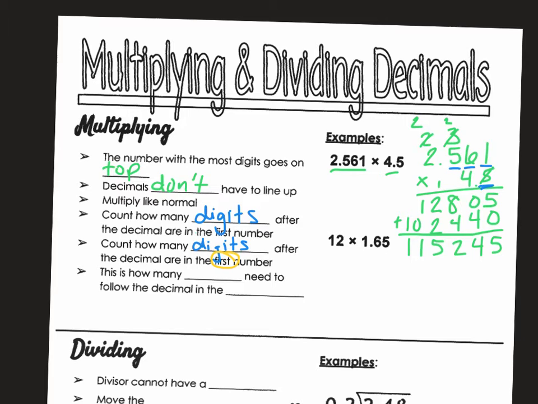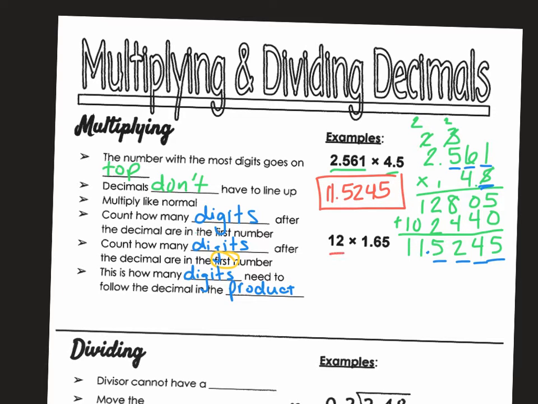This is how many digits need to follow the decimal in the product. Remember, the product is the answer to a multiplication sentence. So if I had 1, 2, 3, 4 places after decimals, I have to have 1, 2, 3, 4 places after my decimal in my product. And so that answer to that first example would be 11.5245.